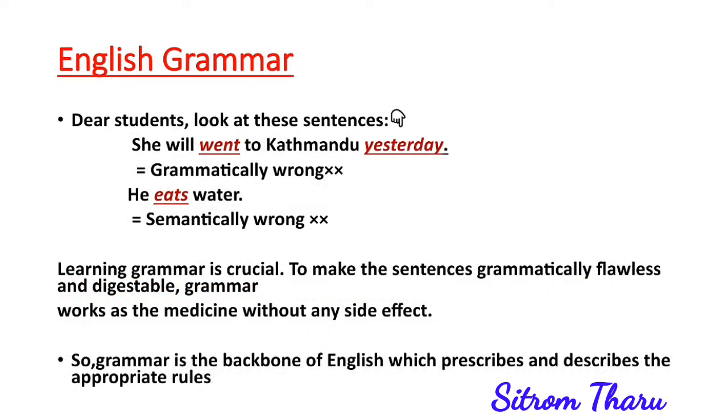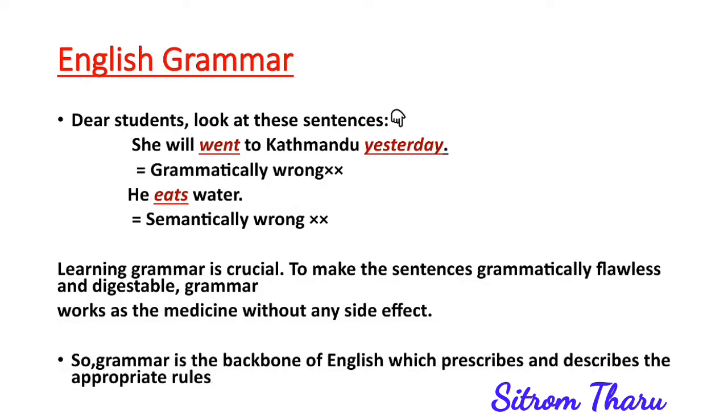Likewise, we are going to talk about another topic, that is English grammar. Dear students, look at these sentences. She went to Kathmandu yesterday. In this sentence, there are two mistakes. First one is the word which is underlined with a red color, that is went. Another one is yesterday, which is underlined with a red color. So went and yesterday, they are mistaken. This sentence is grammatically wrong. The correct sentence is: she will go to Kathmandu tomorrow.